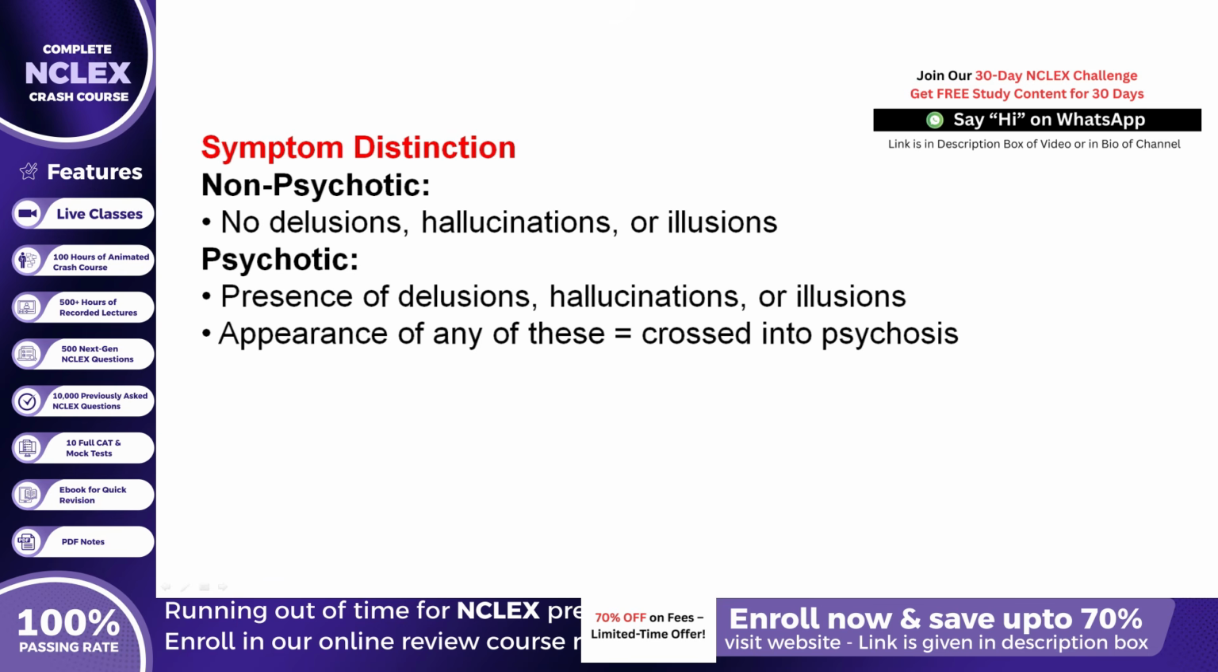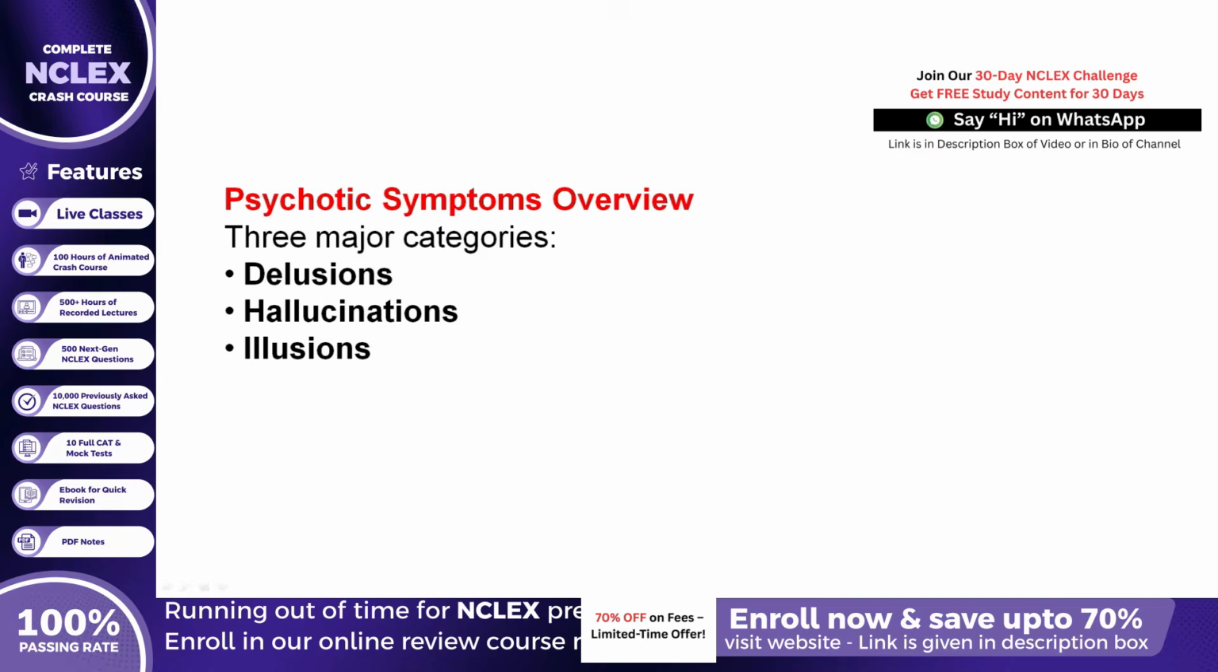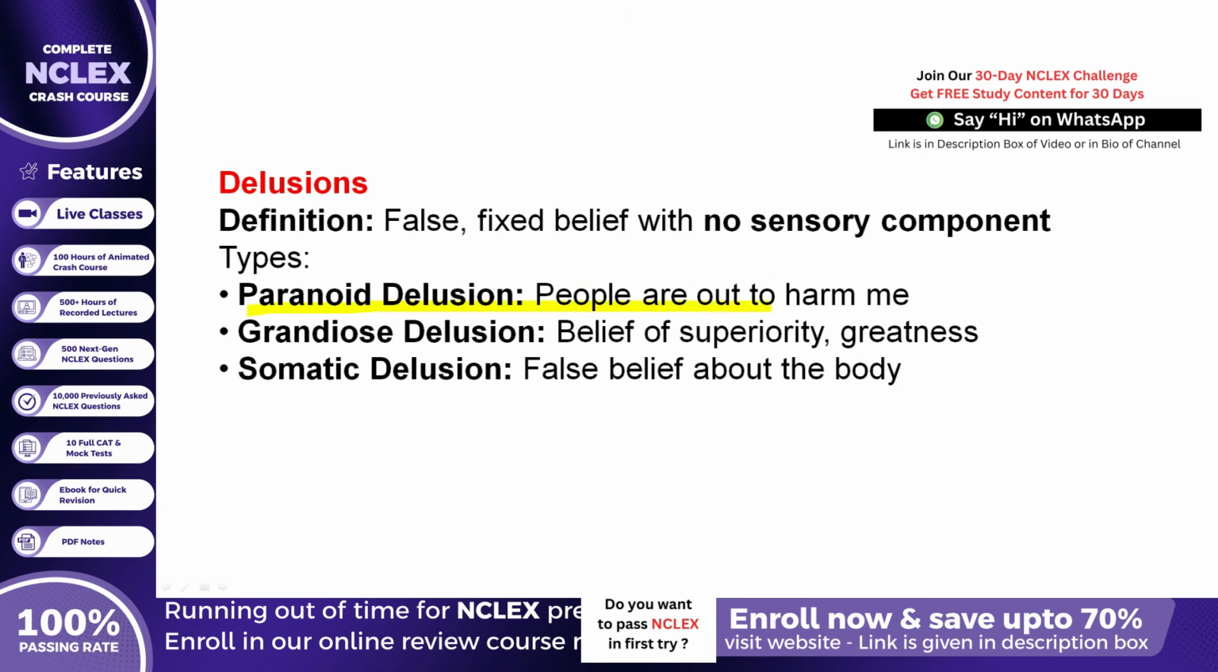To understand psychosis more thoroughly, remember that there are three major categories of symptoms. These include delusions, hallucinations, and finally, illusions. Now let us define delusions and the major types you must recognize. A delusion is a false, fixed belief with no sensory component. There are several types of delusions. A paranoid delusion occurs when a client believes people are out to harm them. A grandiose delusion occurs when someone has a belief of superiority or greatness. And a somatic delusion occurs when the client holds a false belief about their body.